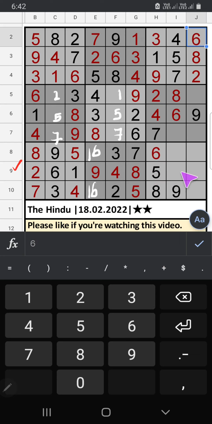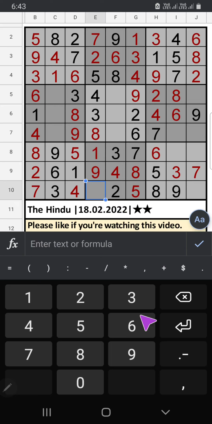Ninth row, 2 numbers are remaining, 3 and 7. Column I we have 7, so 7 can't come in this cell, 7 is confirmed here, then 3 is here. Eighth row we have 6, so 6 can't come in this cell, 6 is confirmed here, then 1 is here. Eighth row only 2 numbers are remaining, 2 and 4. Column J we have 2, so 2 can't come in this cell, 2 is confirmed here, then 4 is here. 10th row only 1 number is remaining, 1 is confirmed here.